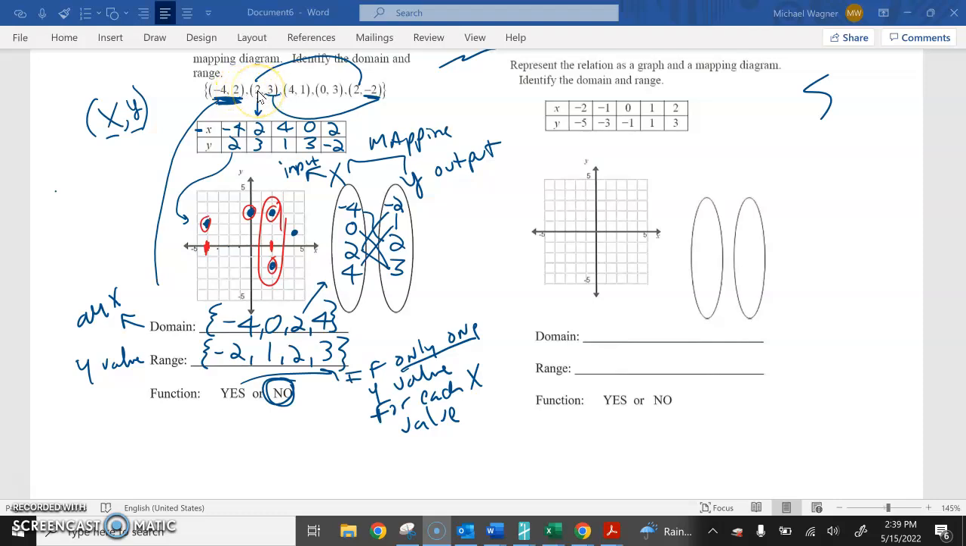There was a 2 here. What was the y value? 3. Well, there was another 2 over here. However, it had a different value of y. It can only have one unique value. So that was the problem.